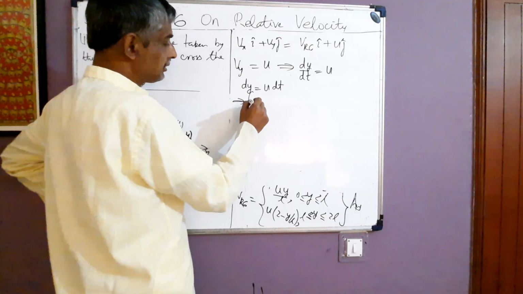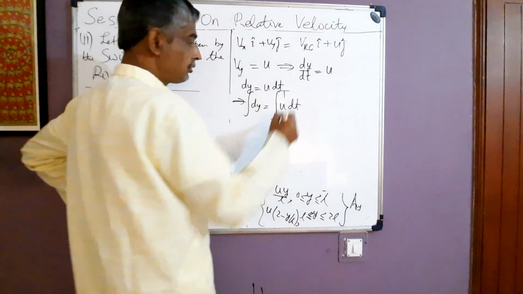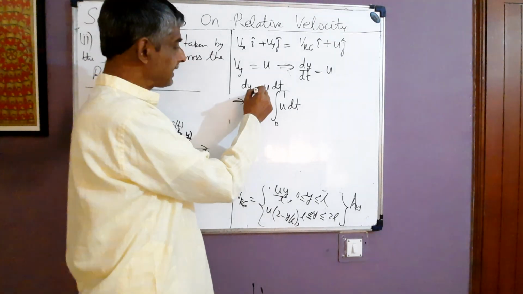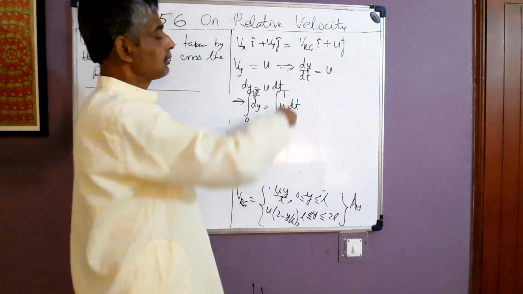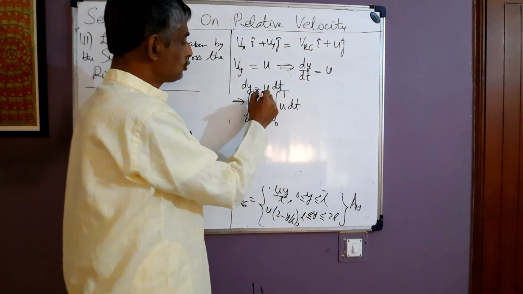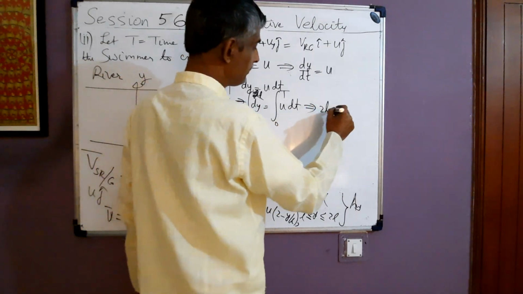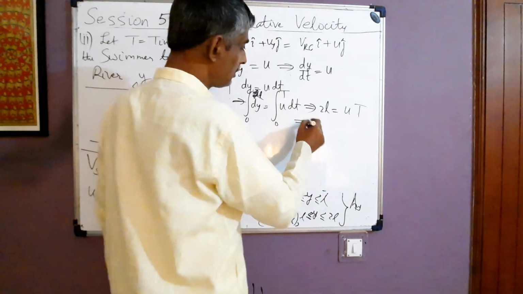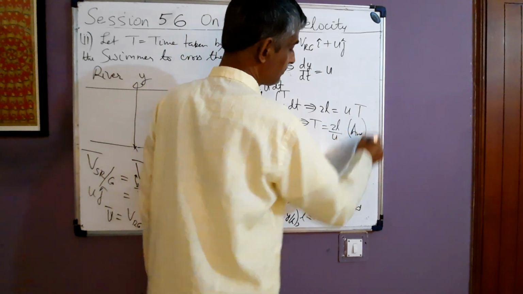If we integrate it, integral over U dt, 0 to t. Initially the swimmer is at origin, so y is 0. At time t it is y. Capital T is the time taken by the swimmer to cross the river. So when the swimmer goes to that side, the y coordinate will be equal to 2L, the width of the river. So this integrated gives 2L. U comes outside, integral dt from 0 to T becomes T. So T becomes 2L by u. This is one more answer.